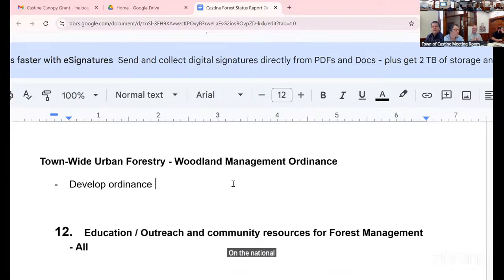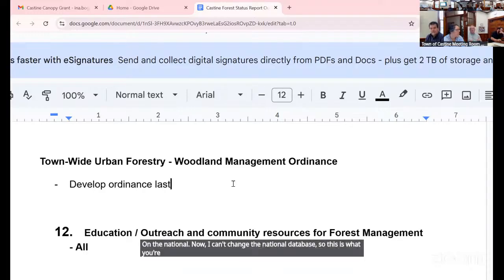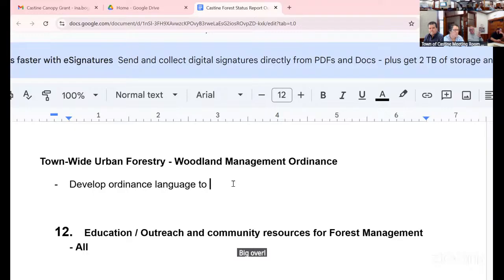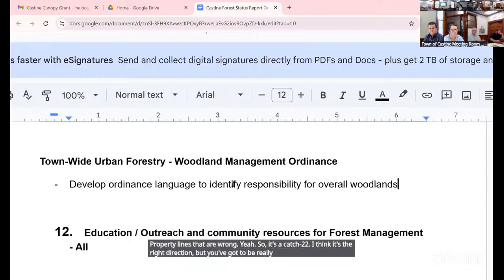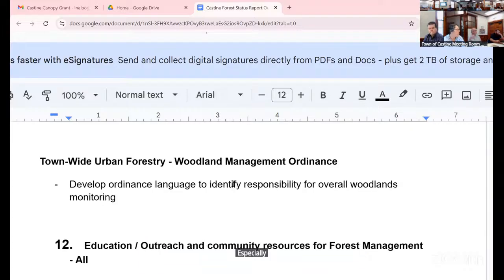Now, I can't change the national database, so this is what you're going to get, because that's what's out there. But I wanted you to understand that sometimes these are not perfect, big overlays. This is a national one, but even at a main level, I could show you property lines that are wrong. So it's a catch-22. I think it's the right direction, but you have to be really cautious about using it, because of the quality of where everything may or may not be, especially individual property boundaries.